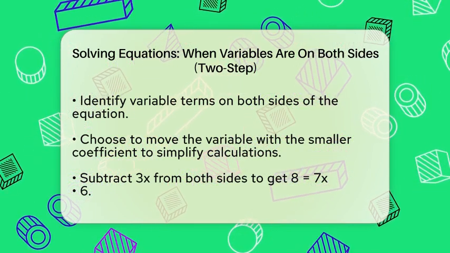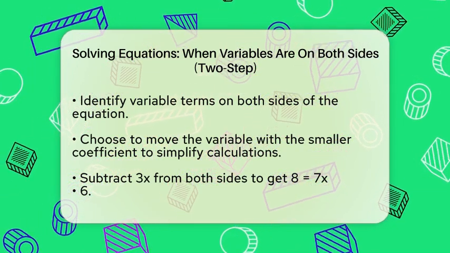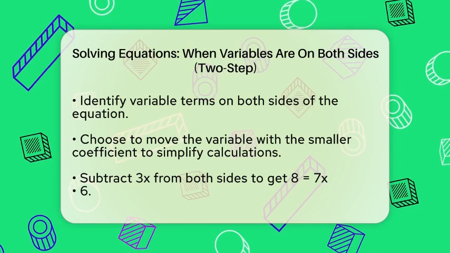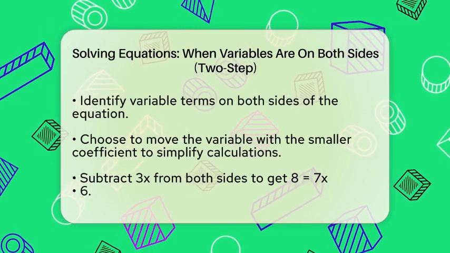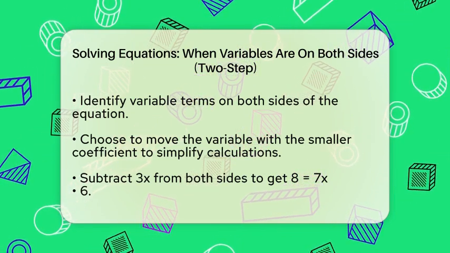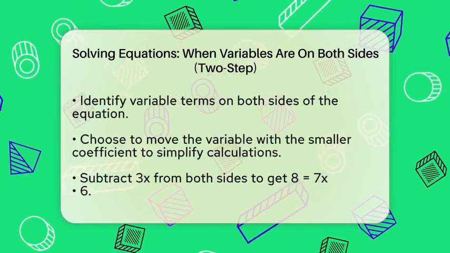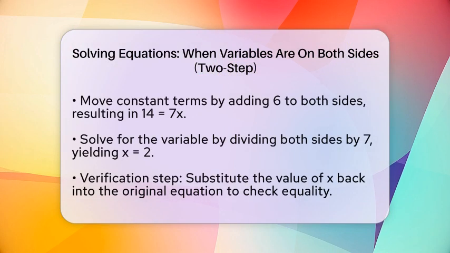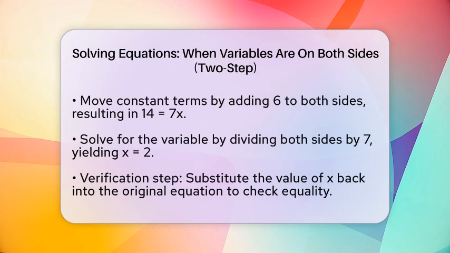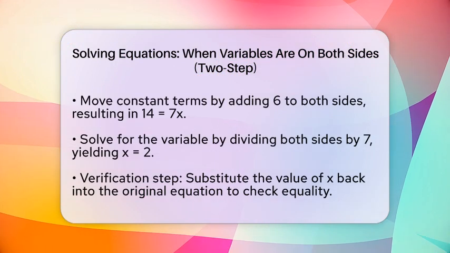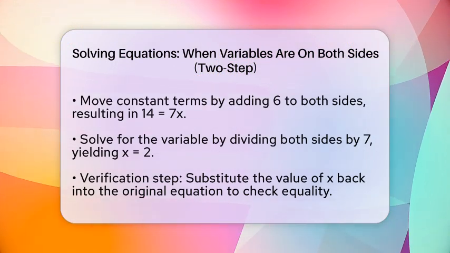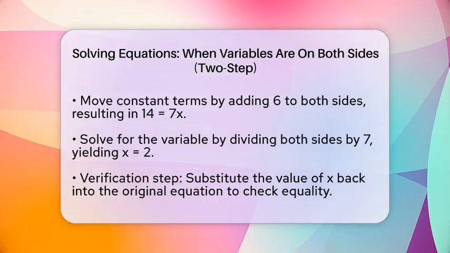Now it is time to move the constant terms to the opposite side. You can do this by adding 6 to both sides of the equation. This results in 14 = 7x. The final step is to solve for the variable. Divide both sides by 7 to find the value of x. In this case, 14 divided by 7 equals 2.